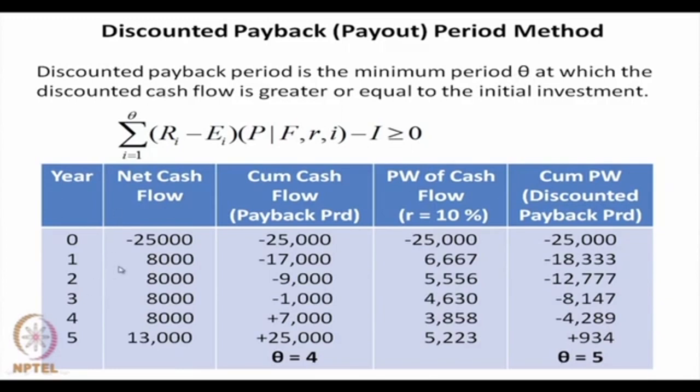Now, this is shown here as a concrete example. Let us say that initial investment is 25,000 and the net cash flow for the project for 5 years is 8,000, 8,000, 8,000, 8,000 and 13,000. Now, considering only the payback period, initial investment was 25,000 and we get back 8,000. Therefore, 17,000 remains unrealized after the end of the first year. After the end of the second year, 17,000 minus 8,000, it is 9,000. After the third year, it is minus 1,000. Only in the fourth year, it becomes positive. Therefore, theta is equal to 4.